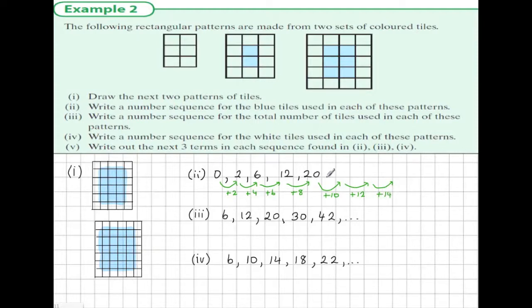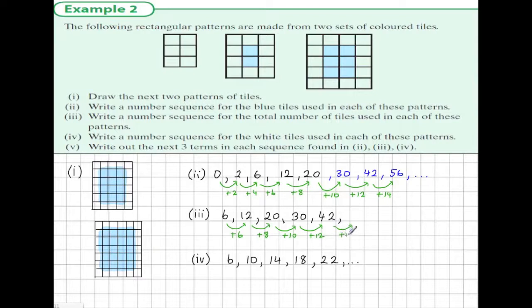So let's fill this in. 20 and 10 is 30. We can see this on the pattern below actually because it's a similar sequence. 30 and 12 is 42, and 42 and 14 is 56. Considering the second pattern of all the tiles, we see we're going up 6, then up 8, up 10, up 12. Next time we're going to be going up 14.